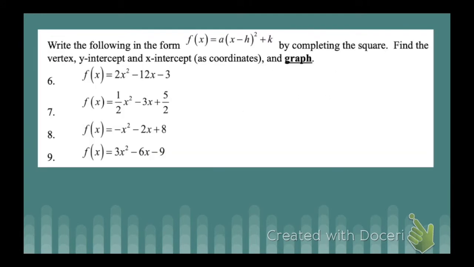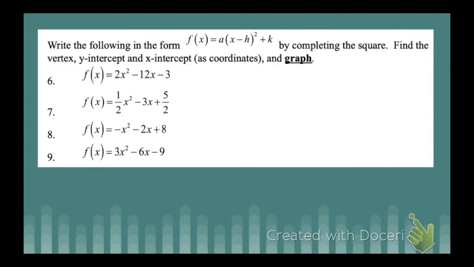For problems 6 through 9, we're going to start by writing each of the equations in vertex form, and we're going to do that by completing the square. After that, we are going to find our vertex, which should be easy once it's in vertex form. It's just h comma k. Don't forget to change the sign of your h.